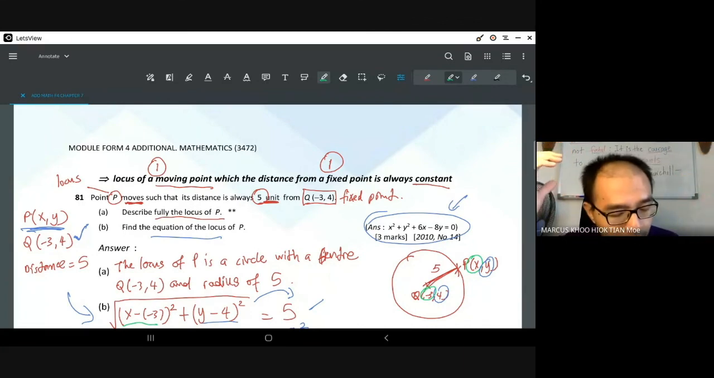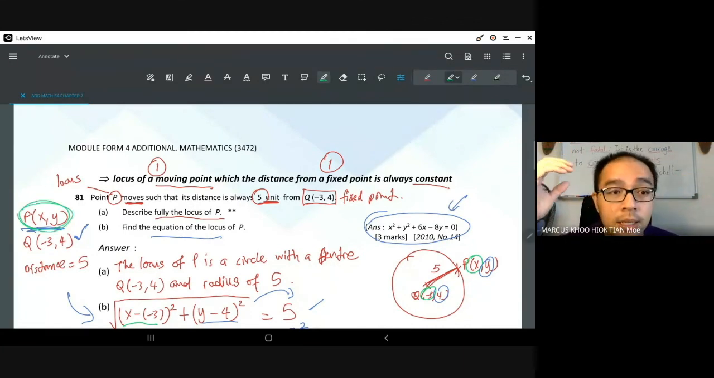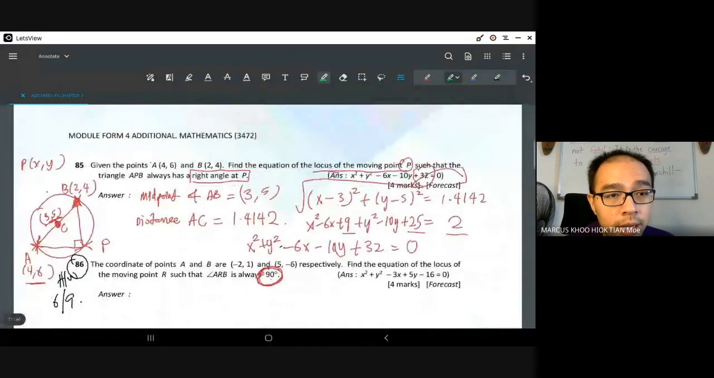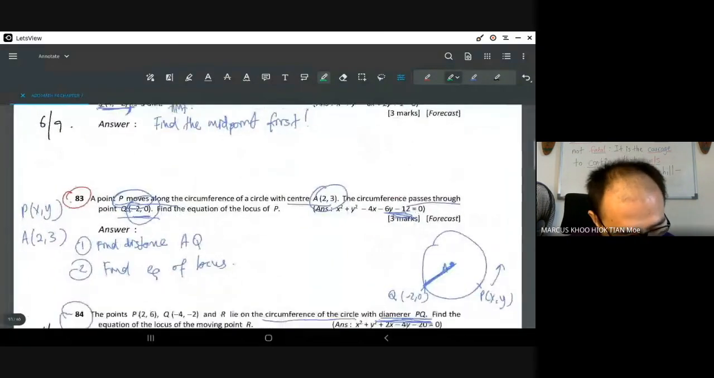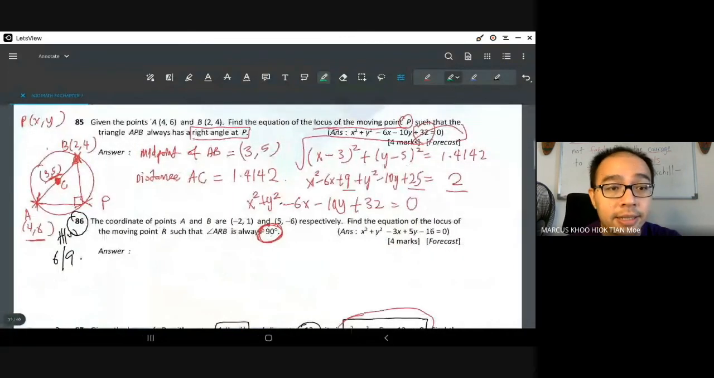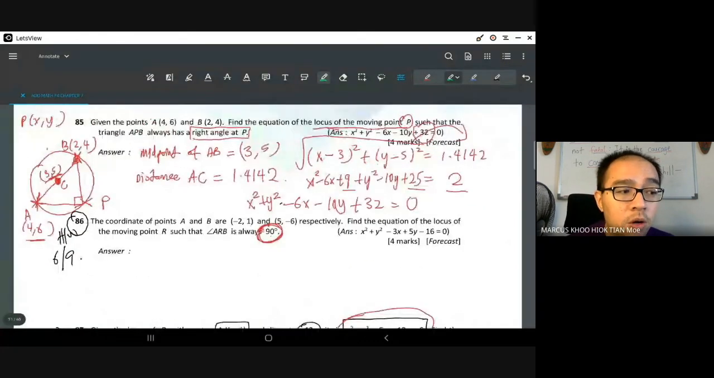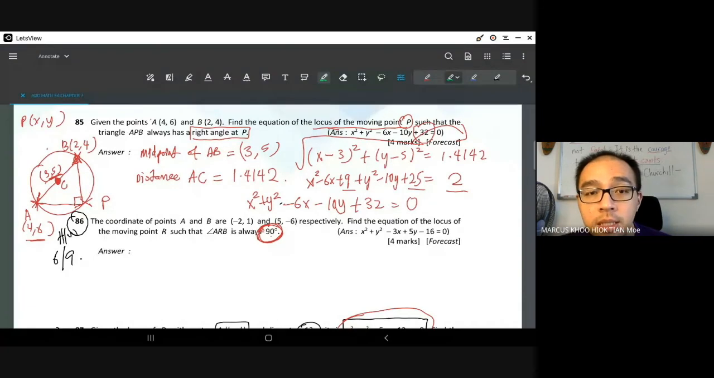And then remember that the locus is always just the letters x and y. So please answer questions 82, 84, and 86 as your homework today. And I will see you tomorrow for our class.